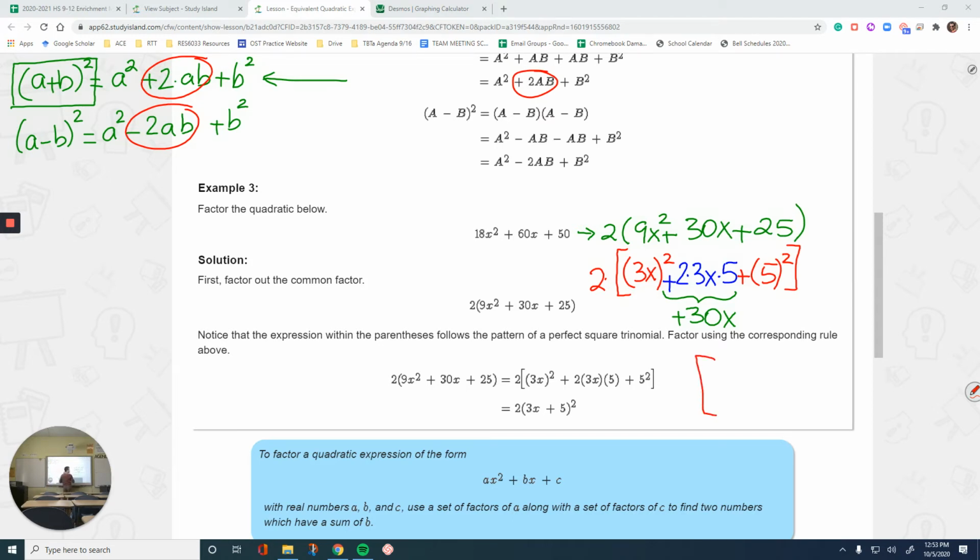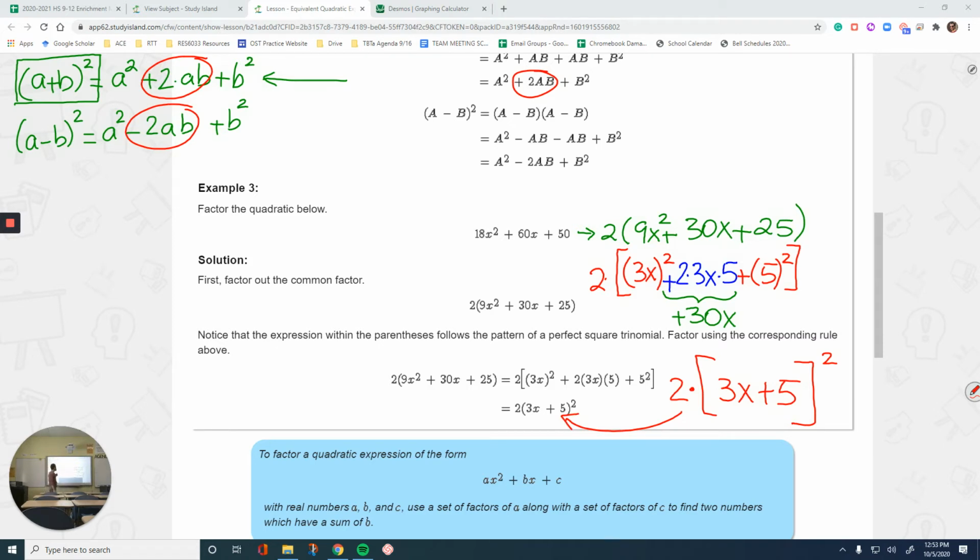The first base is 3x. The second base is 5. Add them together right here, and then square that parentheses or brackets, whatever you want to put, times 2. That would be my answer. Again, instead of brackets, you can use parentheses as well. And look at that right here. It's the same. This is when you use the formula.